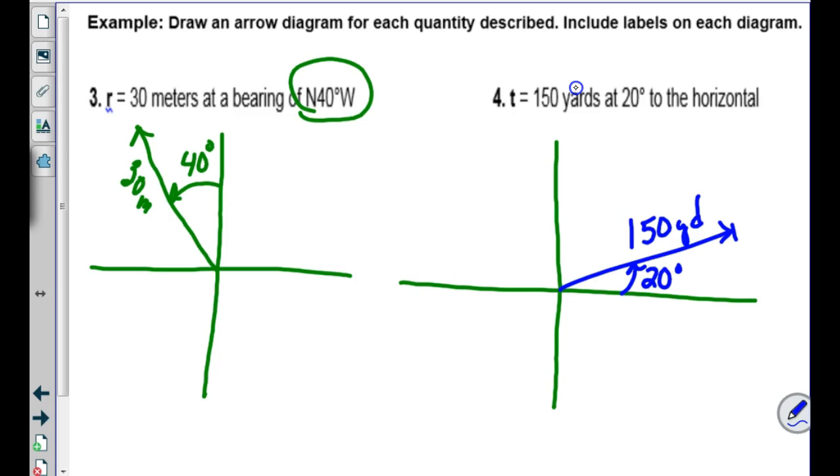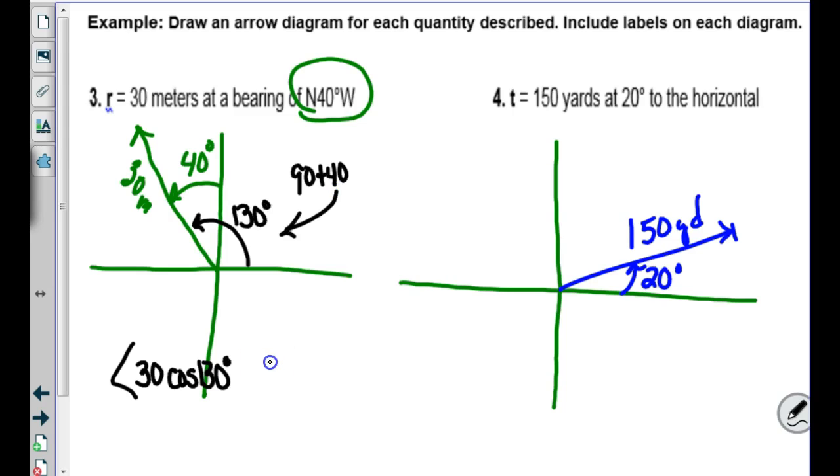So can you try 3 and 4? Maybe tell me what angle you're going to use for this one. Yep, 40 plus 90, you're going to use 130 degrees. And this one's just 20. So it is the magnitude, which was the 30, times the cosine of the angle off the positive x-axis. So you had to use some geometry. You had to do 90 plus 40 to get that angle.